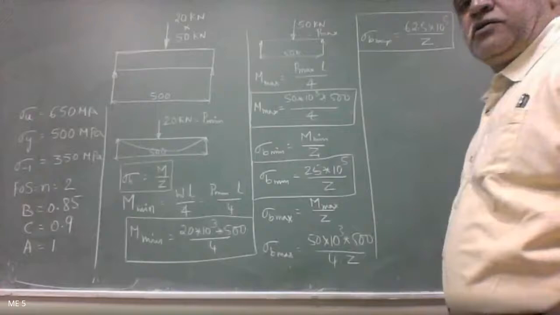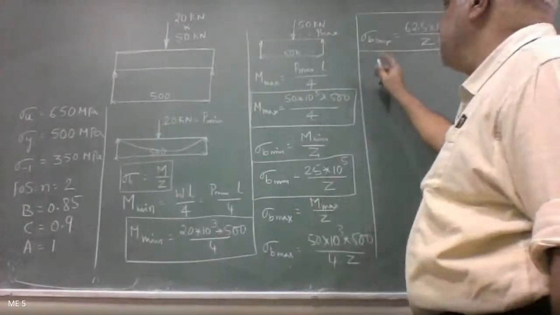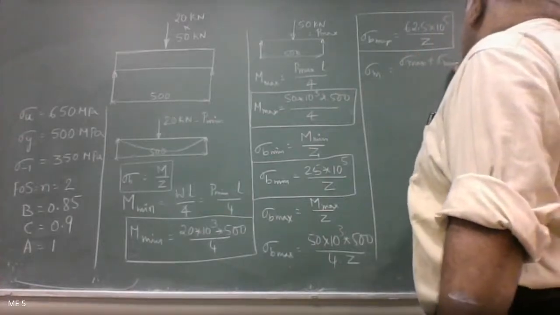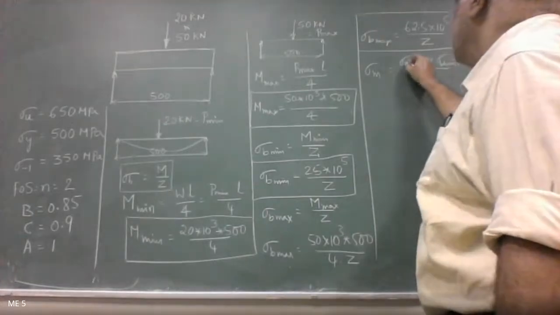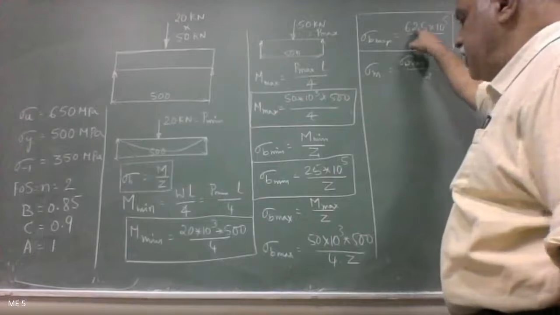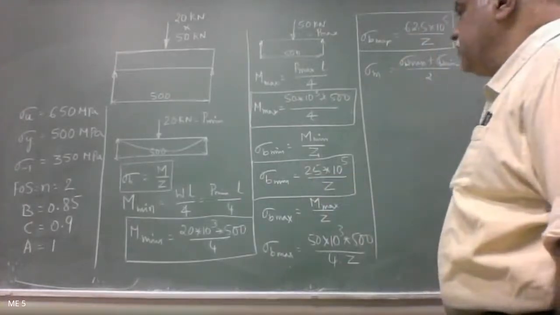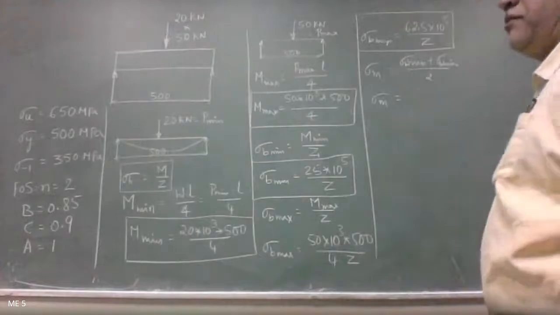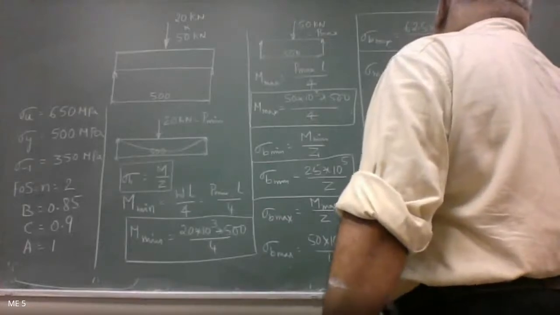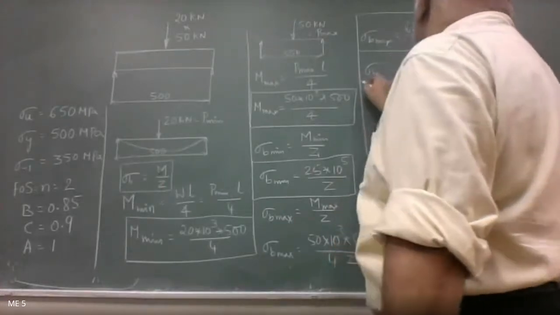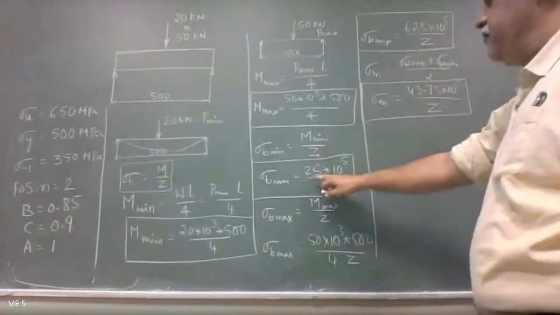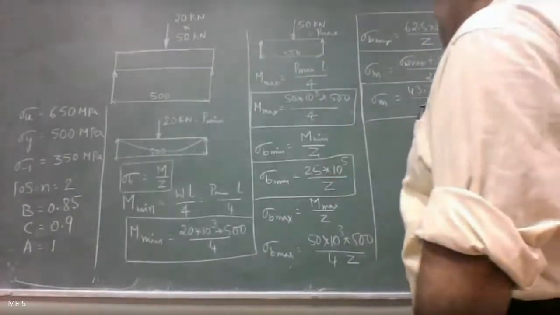Okay. Now what we need to find out? We know sigma B minimum, sigma maximum. So find out sigma mean, that is equal to sigma max plus sigma minimum divided by 2. So what you get here? 62.5 plus 25. How much is it going to be? 87.5 divided by 2. What is the value? 43.75. 43.75 into 10 power 5 divided by Z. Am I correct here? Sigma mean, that is 62.5 plus 25, that's going to be 87.5 divided by 2.